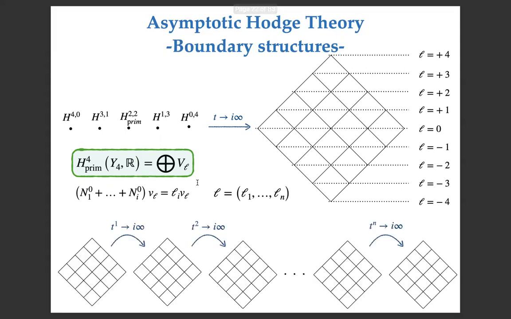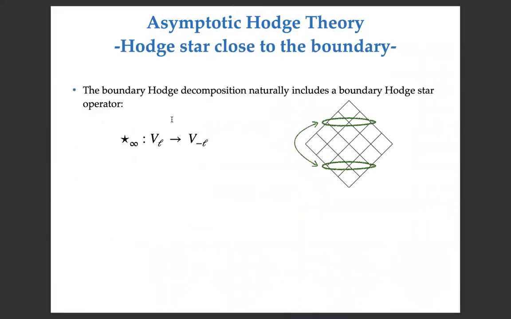If I have several moduli going to infinity, I start here, I send the first modulus to infinity, so I get to one of these diamonds and I record the L1 associated to the first modulus of all the elements here. I go to the second, it splits further, I record the L2, and so on. So basically I end up having a bunch of L's, a vector of L's for each element here. And these L's are going to be important because they are going to play a crucial role in the behavior of the Hodge star.